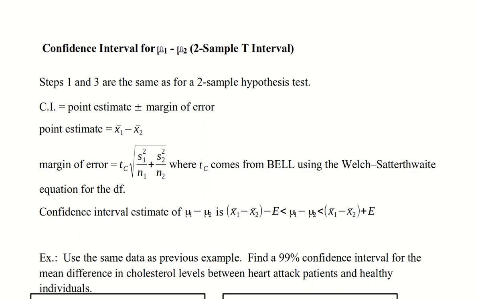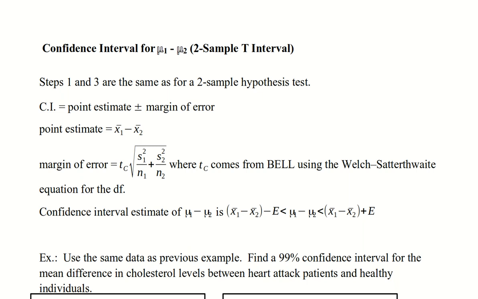Now that's all very well and good, but you might ask yourself, how much less? What is the difference in the cholesterol levels? And to do that, we'll answer that question with a confidence interval. On our calculator, that's a 2-sample t-interval. Steps 1 and 2 are the same as what we saw before, so then we start with step 3, the new step 3.